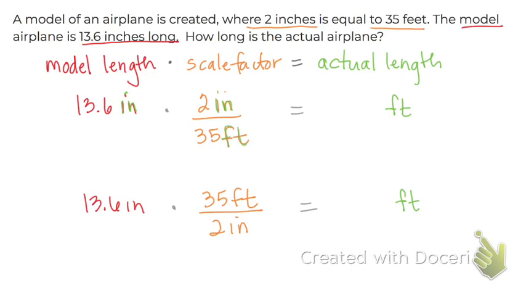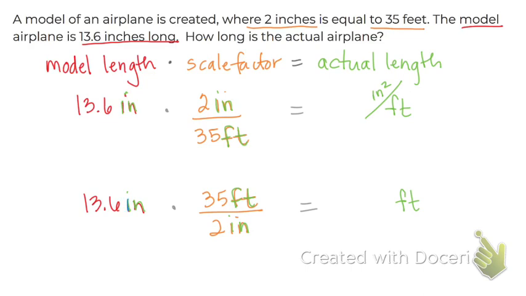Is it the first one or is it the second one? So if we look at the first one, when you're multiplying, you multiply straight across, so we're left with inches times inches, inches squared, and then feet is down in the denominator. But the second one, something interesting happens.